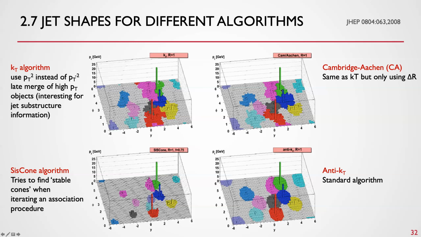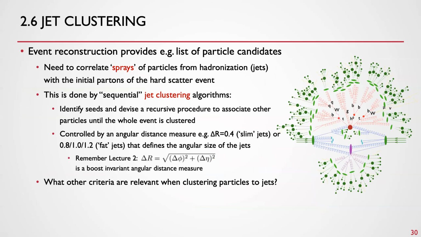This leads to more irregular jet shapes because you start with the low energetic particles and make a little bit higher energetic subjets. On the other hand, it helps you in identifying a substructure, because the last merging step in the algorithm is where maybe two highly energetic subjets are merged.